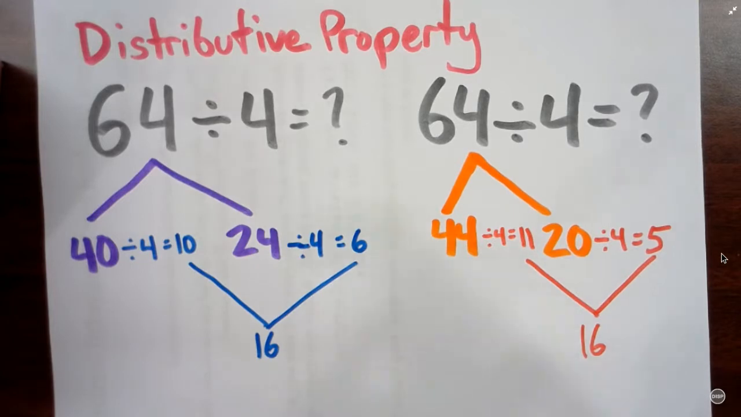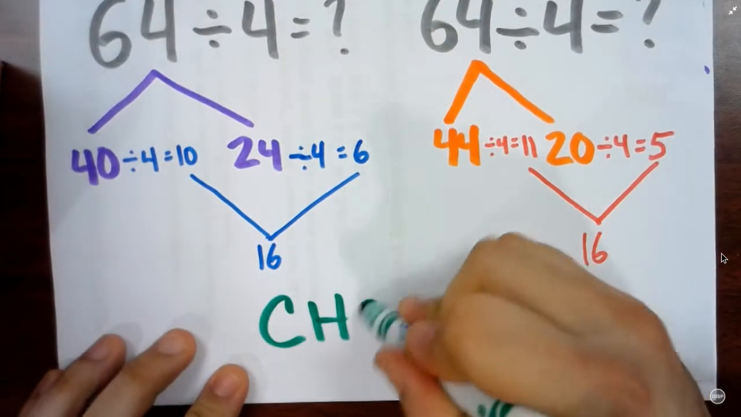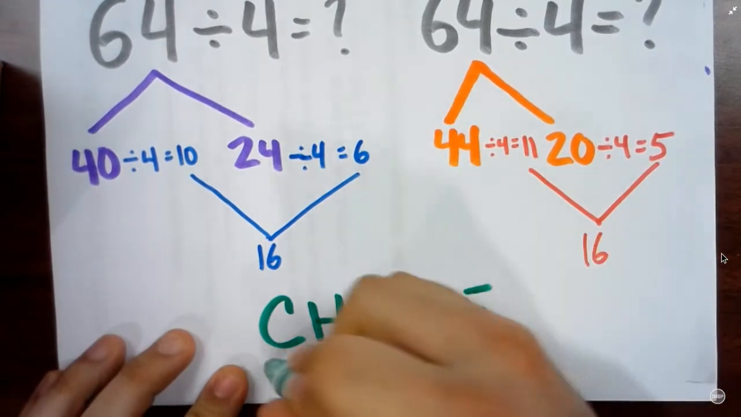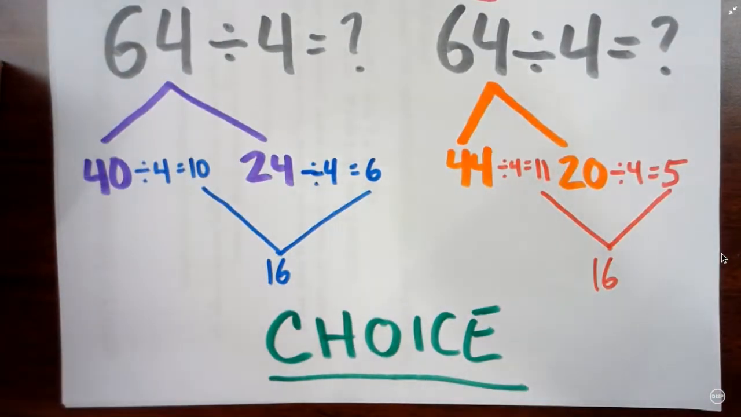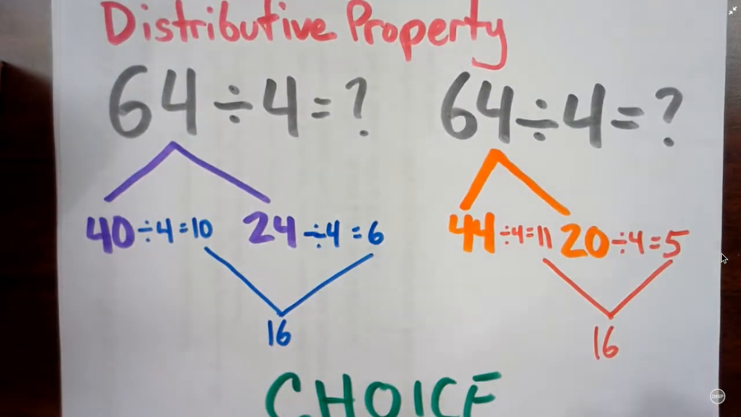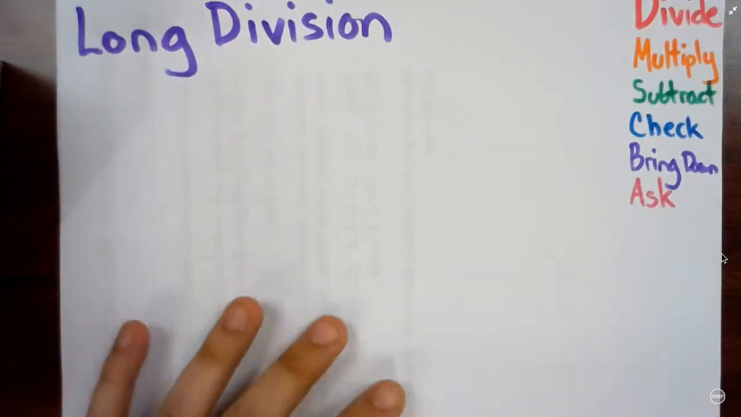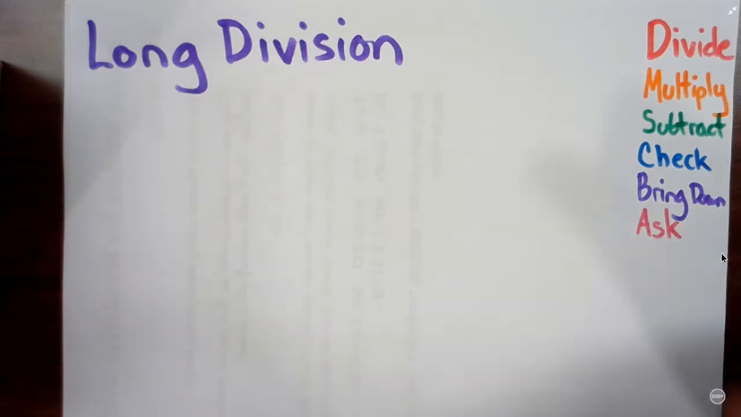They're both going to give me the right answer, and I again have some choice of how I'm going to solve it. What makes the most sense for me, using, in this case, the distributive property, which is really the same as partial quotients. It's just visualizing it in a different way. Long division, though, is a little bit different. In long division, there's one set process that you have to go through, and they should all look the same.